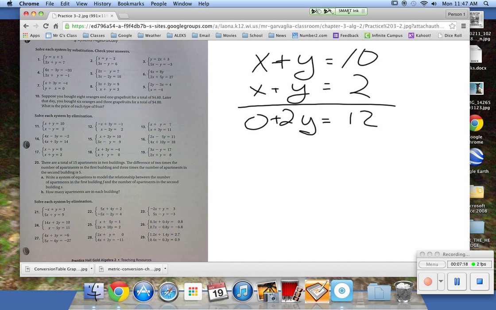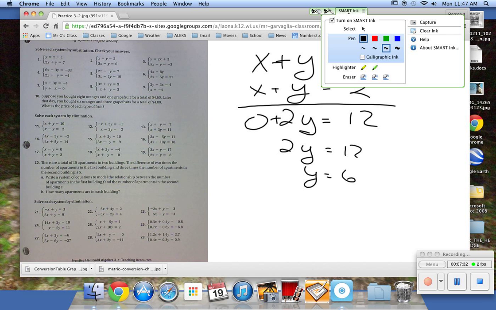I'm just showing that. You don't have to. You really end up with 2y equals 8, right? y equals 4. Is there another way we could have done this? Well, yeah.